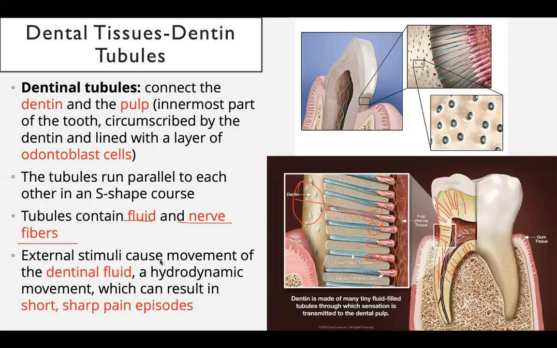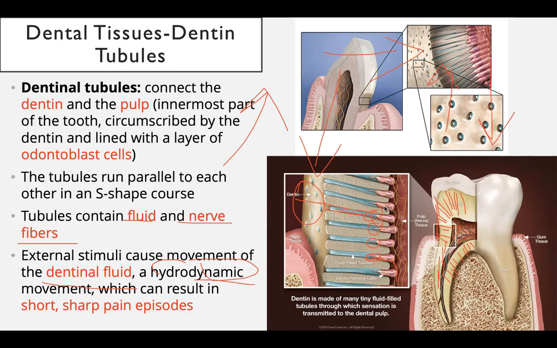External stimuli cause movement of the dentinal fluid, a hydrodynamic movement. This is a hydrodynamic movement. Dynamic means it can go both ways, increase the severity and decrease the severity. So for example, if it is not dynamic, it means one nerve will cause upward movement and one nerve will cause downward movement. But if it is dynamic, it means it causes both of the sensations both ways, right?